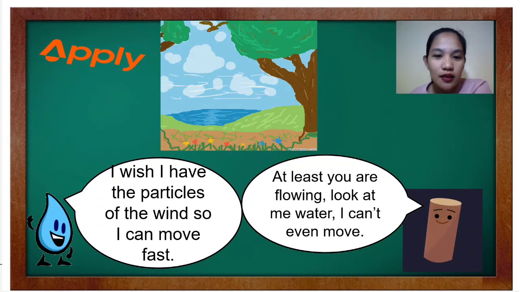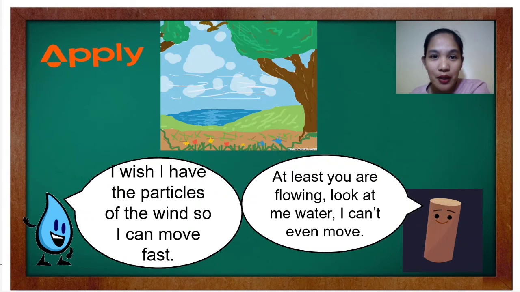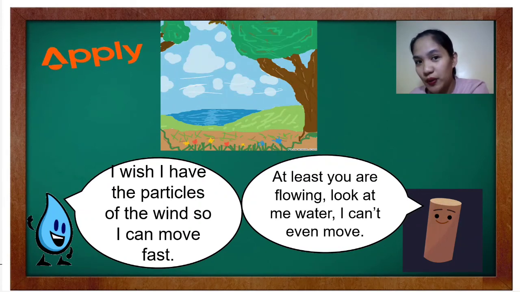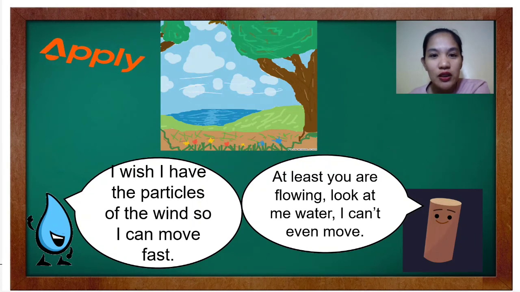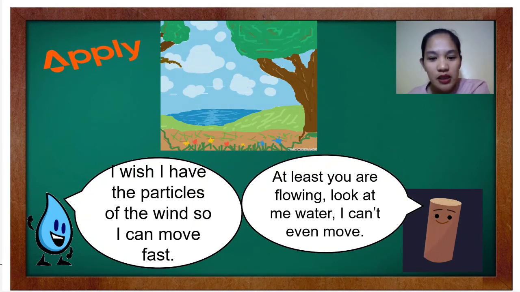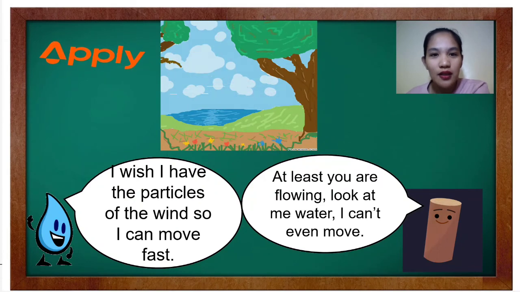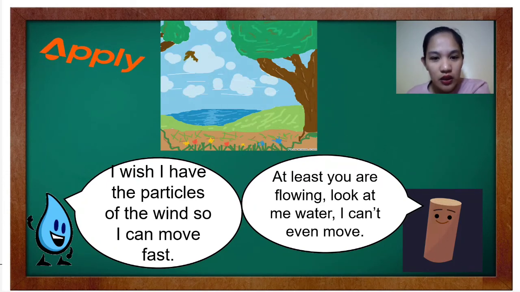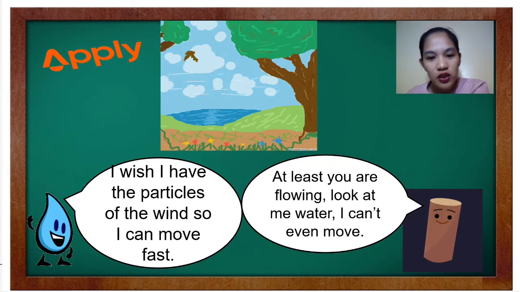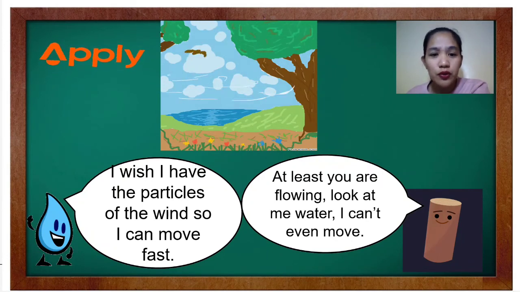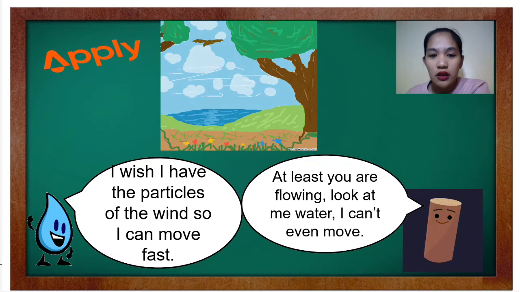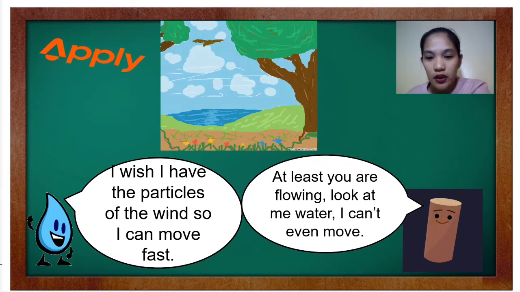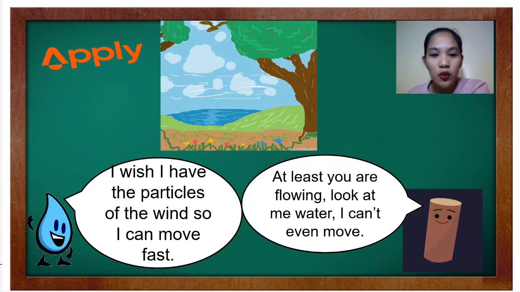Okay, so let us apply what we have learned from our lesson to a real life situation. So actually, I'm giving you a situation here. Please study it, but I will tell the situation actually. Okay, so the situation here is that a drop of water is watching the wind as it moves the leaves of the flowers, the leaves of the trees and the grasses, together with a block of wood. So they are actually watching the wind.